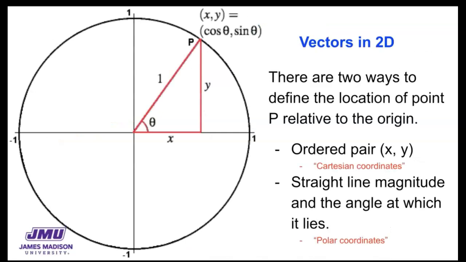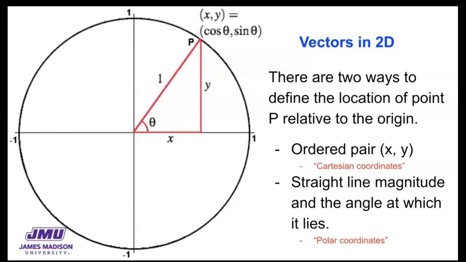So, for example, in this slide, we have this vector in two dimensions. There are two ways to define the location of the point P relative to the origin. You could do an ordered pair x comma y, which is what we call Cartesian coordinates, or you could say the straight line from the origin to point P is some certain length and it is at some certain angle, and that's called polar coordinates. And to use these in physics, for any of these to have any physical meaning, they would be measurements, so we would include appropriate units every time.